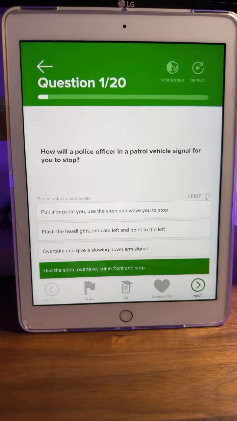So what we want to do here is break the question down. And this one's actually quite easy in any case. Just pick out the keywords. Obviously, we know it's a police officer. How are they going to signal for you to stop?